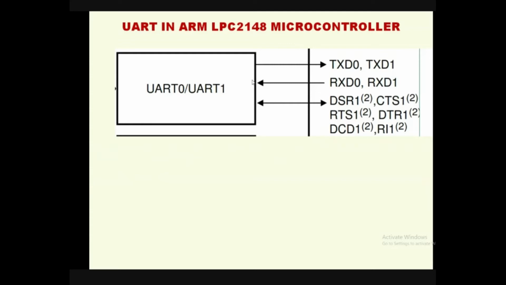So what is this DSR, which is data set ready? What is this RTS? RTS is request to send. What is this CTS, clear to send? What is DTR, data terminal ready? And ring indicator and data carrier detect. These are all the bidirectional control signals for both UART0 and UART1. If the transmitter is ready, it notifies the receiver through data set ready. When the receiver is also ready, it notifies the transmitter through data terminal ready.